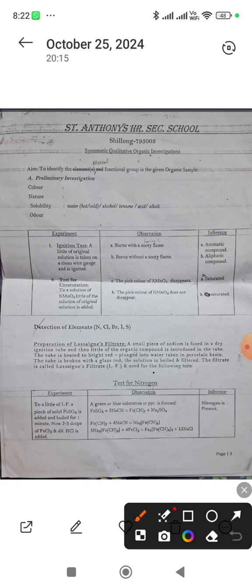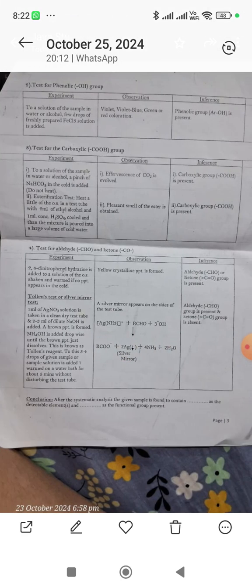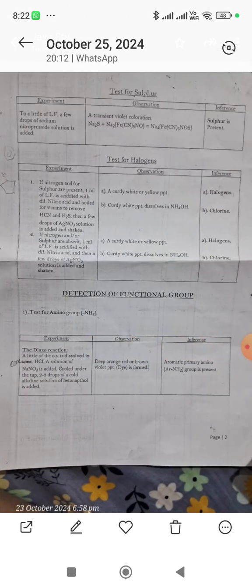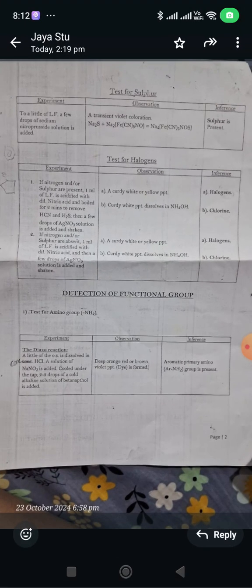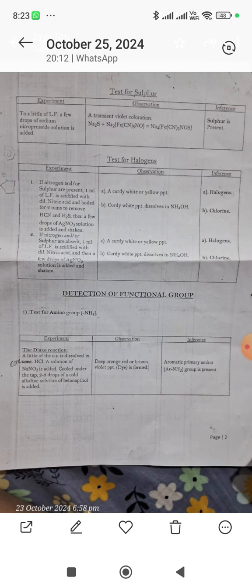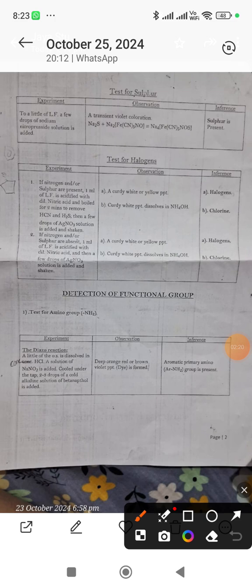So you will straightaway go to the next page, where you will write down the functional group test. So in the detection of the functional group, what you will do? You will write down the first one, test for amino group. Here you may do one correction. You may write test for aromatic primary amino group, and the symbol of the functional group is a must.